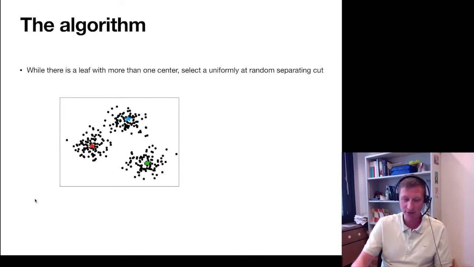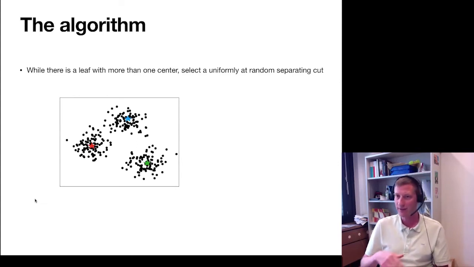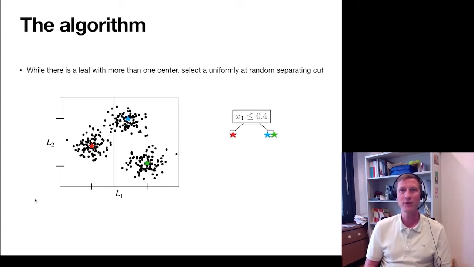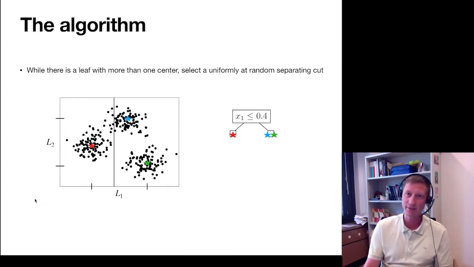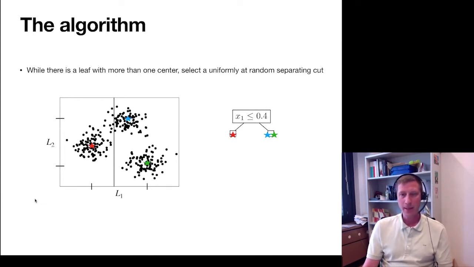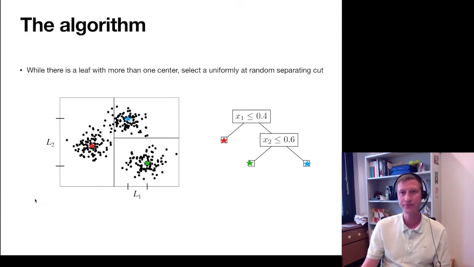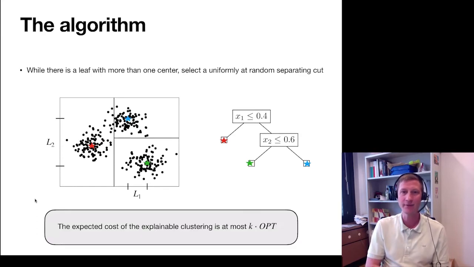So here is an illustration. I started with this reference clustering. I forget about the points. I just care about the centers: red, blue, and green. I calculate the bounding box. In this case, in two dimensions, it is L1 plus L2. I select a uniform at random cut here. Maybe it says X1 is less than 0.4. Now I have the red center on the left, blue and green on the right. I continue on the right side, so I update my bounding box. I select a uniform at random cut. Maybe I select X2 is at most 6. And that would be my output. Okay, so that's the algorithm.